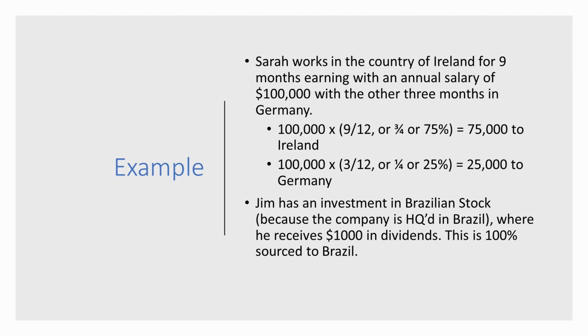Now, a secondary thing, and this is the second example, relates more to the passive example, where Jim has an investment account in Brazilian stock because the company is headquartered in Brazil, where he receives $100,000 in dividends. This is 100% sourced to Brazil. Now, the big question that gets begged here is, if the Brazilian company has income from other parts of the world, so for example, maybe it's headquartered in Brazil, but maybe it has locations all over South America, do I have to go back and allocate those dividends to those various sources where it happens? And the answer is no.